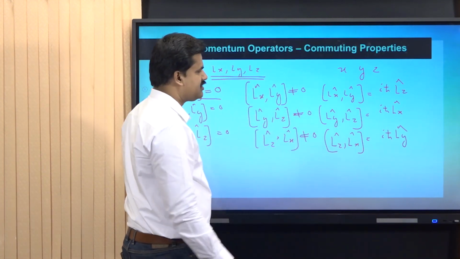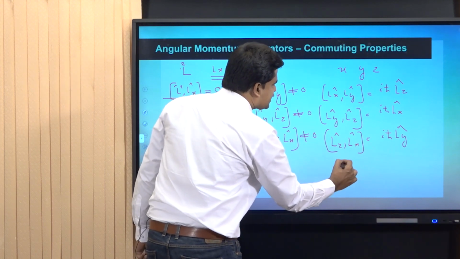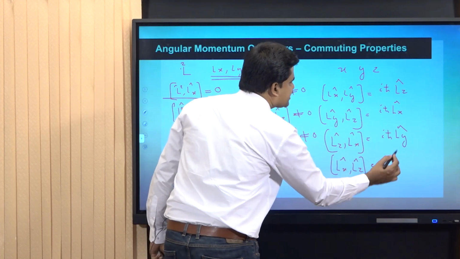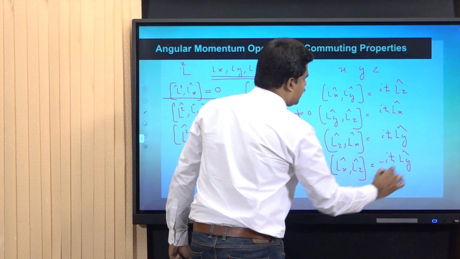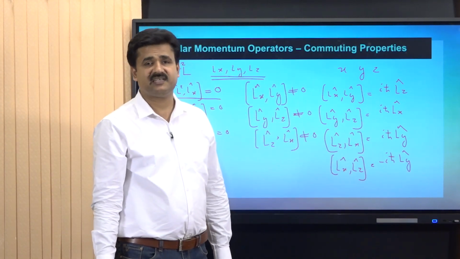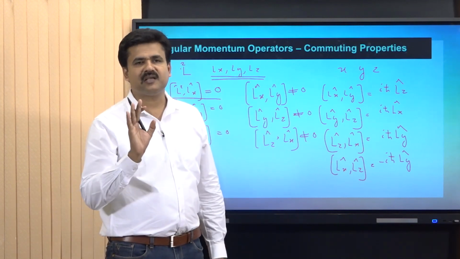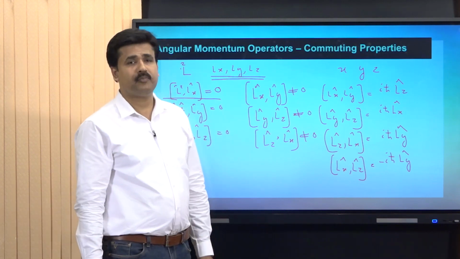i H cross Ly hat. If somebody is asking about Lx hat, Lz hat, we have to put a minus sign here, minus i H cross Ly hat, because the commutator of A hat and B hat is equal to minus the commutator of B hat and A hat. These are various commuting property relationships of angular momentum operators.